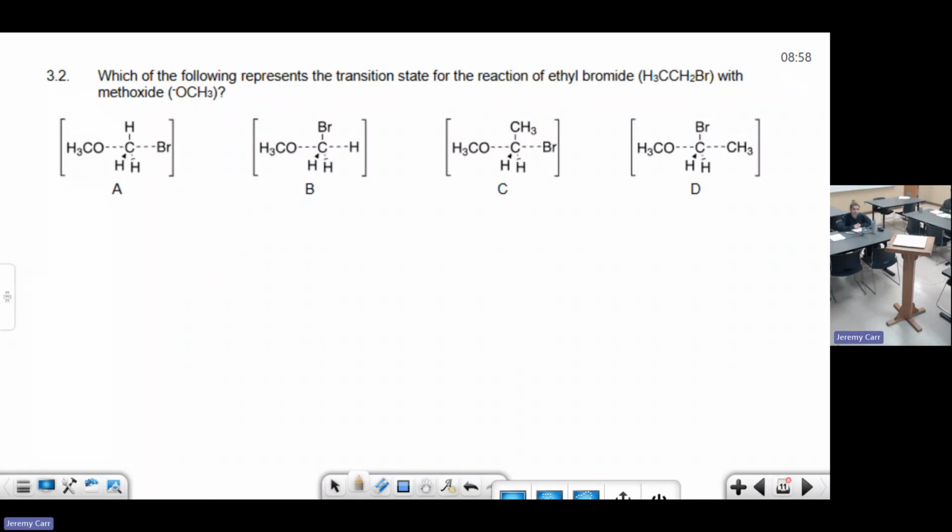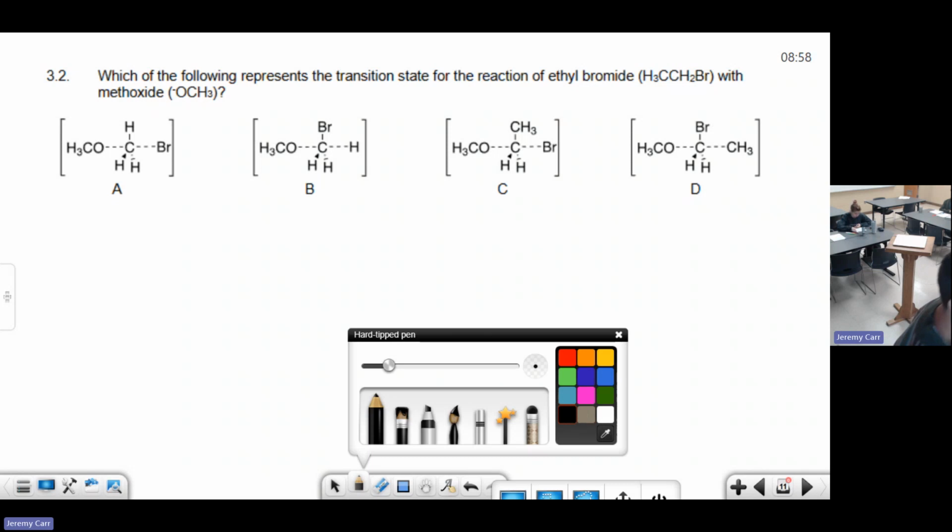All right, 3.2. Let's go back to transition state theory really quickly here. Which of the following represents the transition state for the reaction of ethyl bromide with methoxide? So the implication here is that this is an SN2 reaction. Let's draw out what this looks like first. It's just sort of a stick figure, or a bond line structure here.